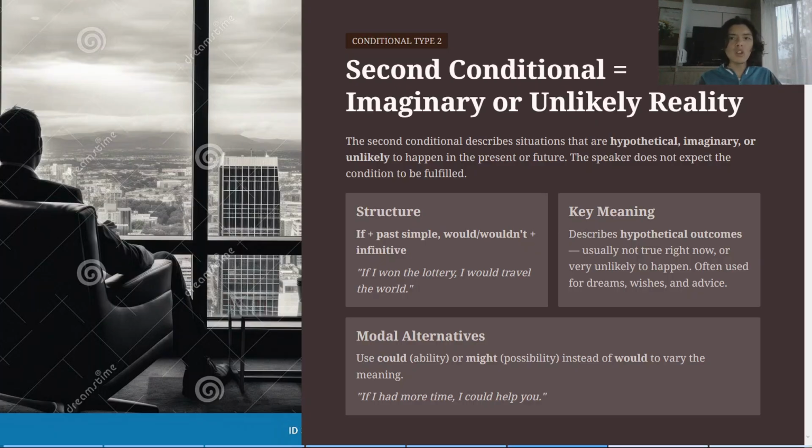We often use the second conditional to talk about dreams, wishes, imaginary situations, or to give advice. We can also use could or might instead of would. For example, if I had more time, I could help you. So the main idea of the second conditional is imaginary or unlikely situations.